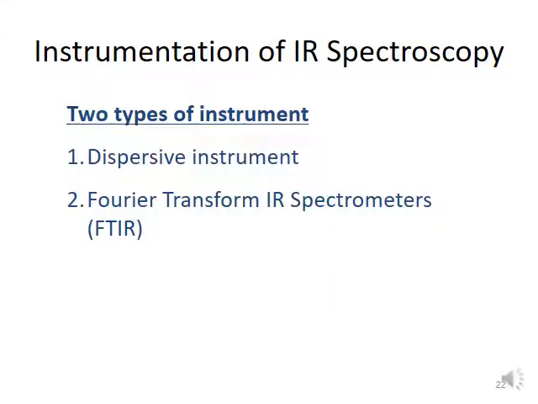Okay, so now let's look at the two types of instrument in infrared spectroscopy. The first one is the dispersive instrument. This is the basic infrared spectroscopy. And the other one is the Fourier transform infrared spectrometer, FTIR.